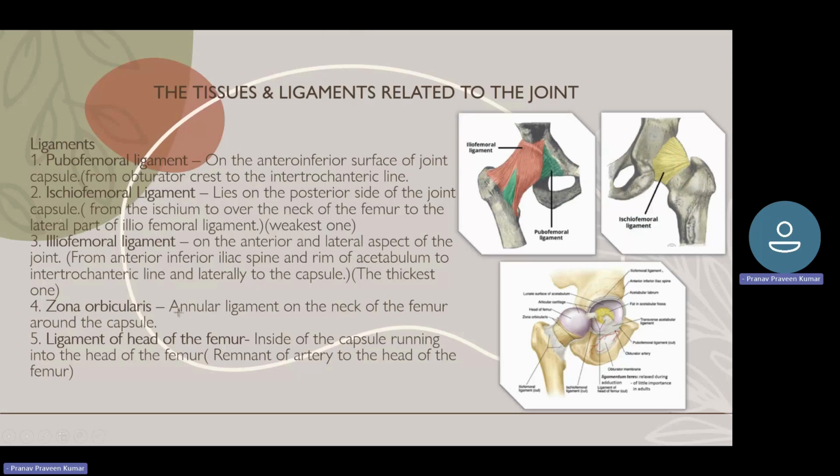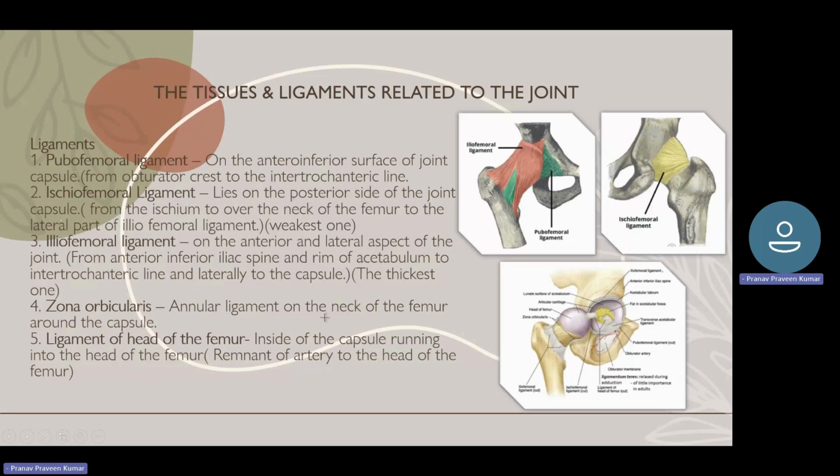And the zona orbicularis now, it's the one that goes around the neck of the femur and basically around the capsule, which merges with the ischiofemoral ligament. And oh yeah, I forgot to mention this, but the ischiofemoral prevents hyperextension of the hip joint.